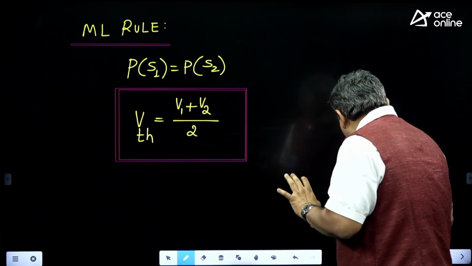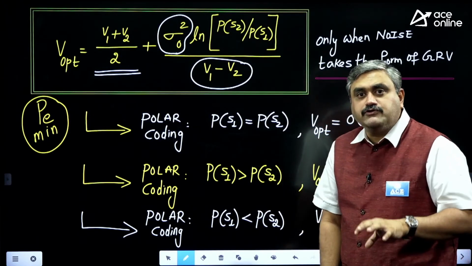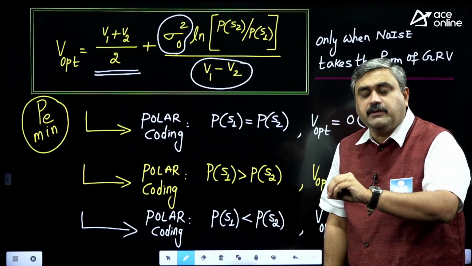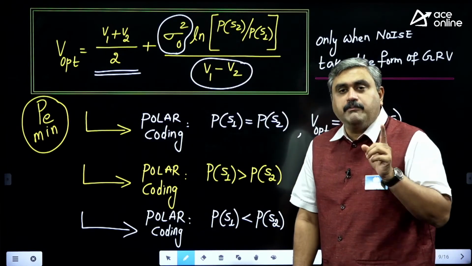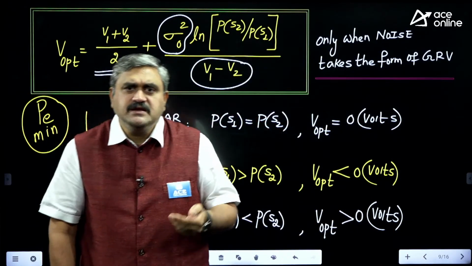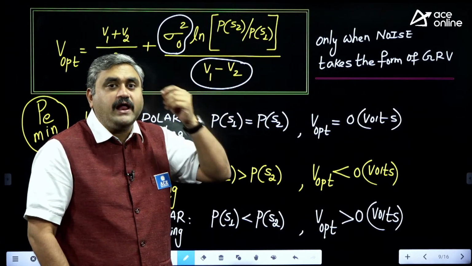So I have taken a derivation of the optimum value of threshold voltage for a baseband or a bandpass receiver in digital communication systems, provided my noise is Gaussian. If your noise random variable changes, the methodology remains the same. The point of intersection you have to calculate carefully.